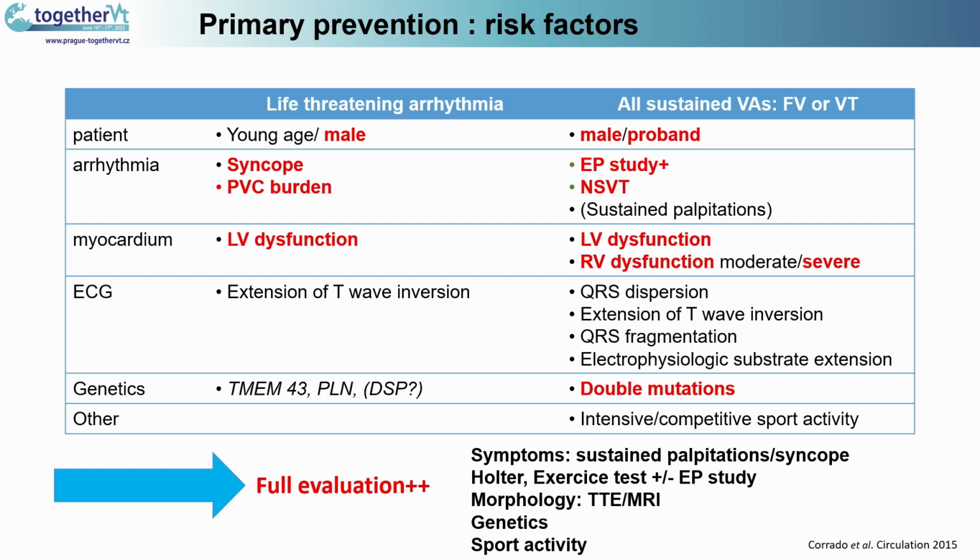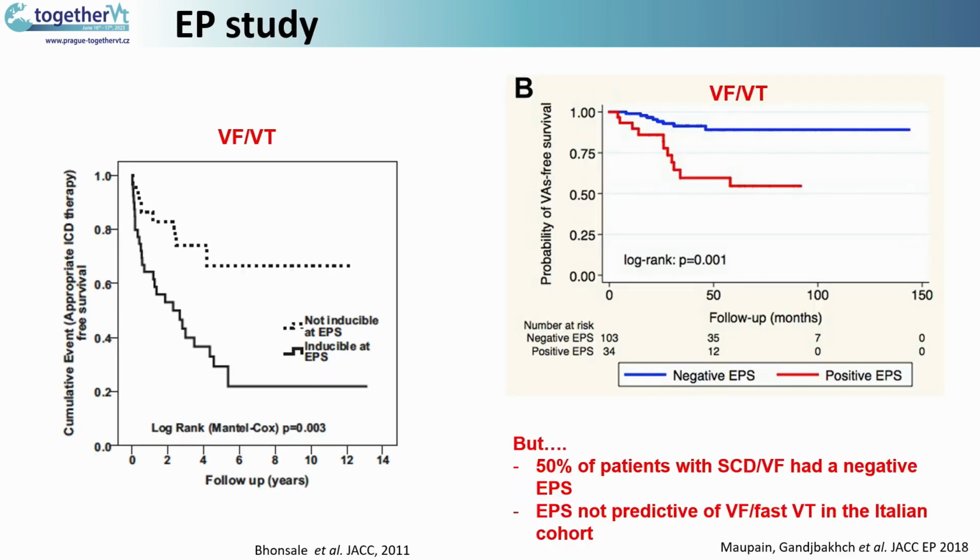However, to be able to stratify the risk in your patient, you should make a very extensive and full evaluation, from the symptoms, Holter monitoring, exercise tests. You can discuss performing an EP study. You need to take into account the results of the morphology, especially of the MRI, the presence of right and left ventricular dysfunction, but also the results of genetics and the level of sport activity in your patient.